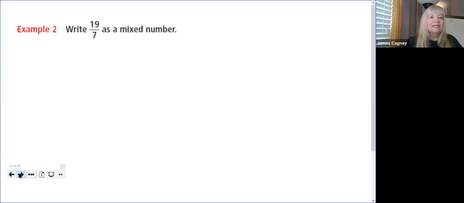Ooh, write this one as a mixed number. So I need to think about how many times does 7 go into 19? And then what is the remainder and how can I write that as a fraction? So let's see how this one goes.